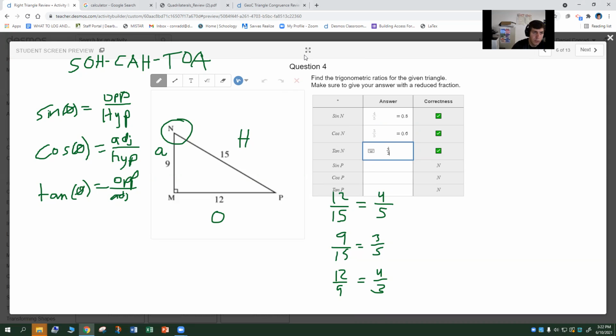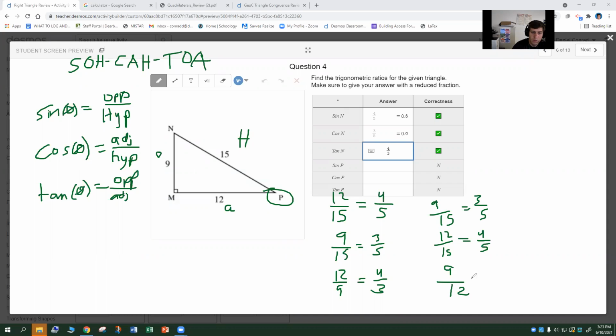Okay, when we do the other angle, we got to switch the opposite and adjacent. So now we're doing angle P. So across from angle P is 9. That's now opposite. And then 12 becomes adjacent. So sine is going to be 9 over 15. Cosine is going to be 12 over 15. And tangent is going to be 9 over 12. If we reduce those, we have 3 over 5, 4 over 5, and 3 over 4.